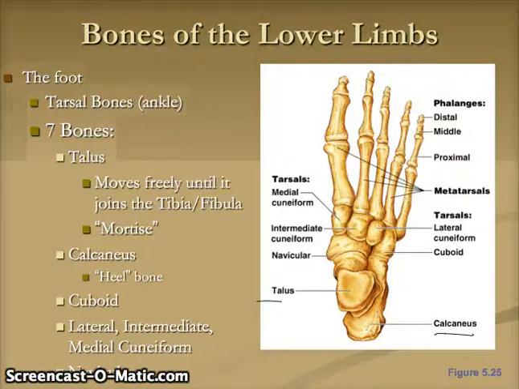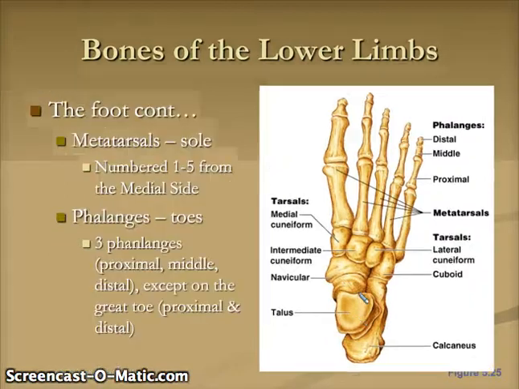Okay. Then you also need to know the cuneiforms, obviously. You can see we have a medial cuneiform, intermediate cuneiform, lateral cuneiform. Here's my cuboid. Okay. The navicular is right here. The talus is this, by the way, this is an extension of the talus. And then you have the calcaneus, okay?